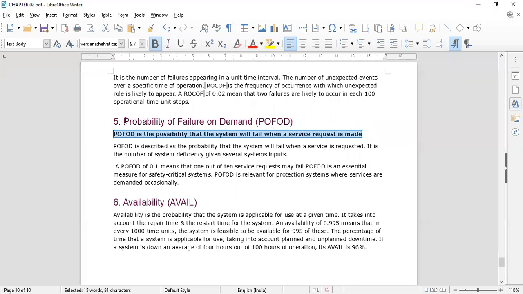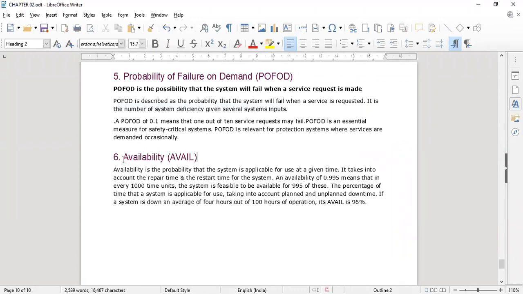So what is the probability of such an event arising? POFOD is described as the probability that the system will fail when a service is requested. So it is the number of system failures given several system inputs. POFOD can evaluate your service deficiency or system deficiency. Got it?